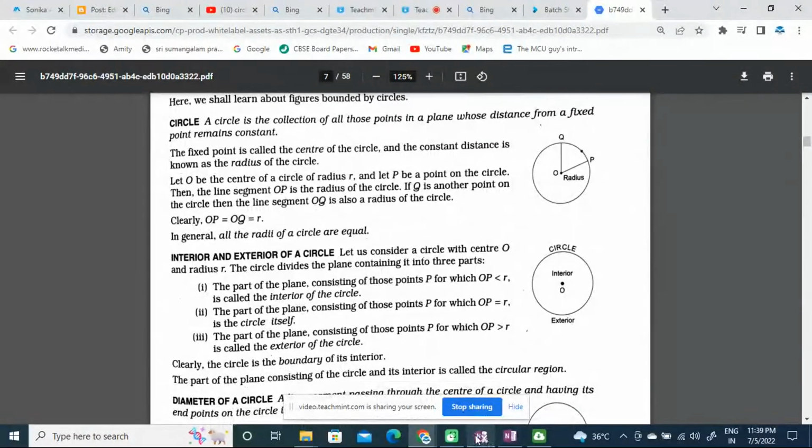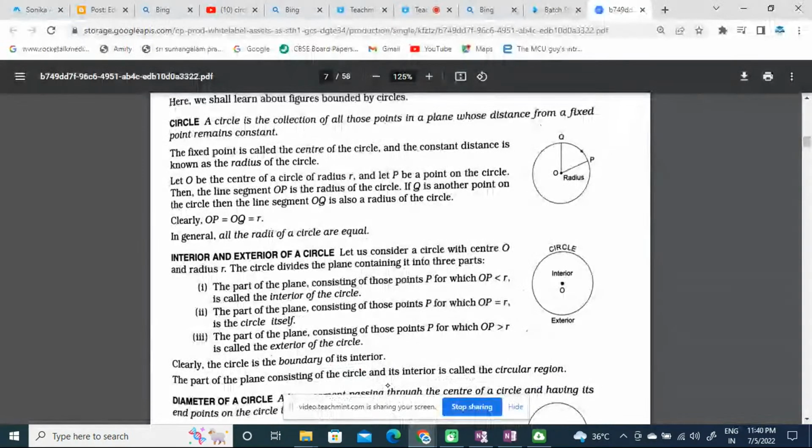Now, how will we do that? This is a circle we know. This is the center of the circle. And all the points, let all these different points be A, B, C, D. The distance from the center to these points is always constant. Let it be 5 centimeter, then it is also 5 centimeter, this is also 5 centimeter, this is also 5 centimeter.